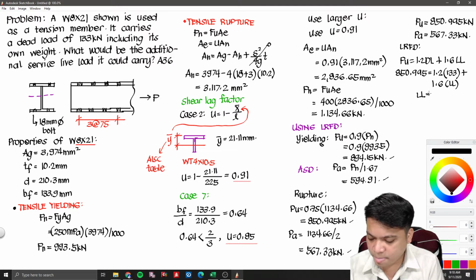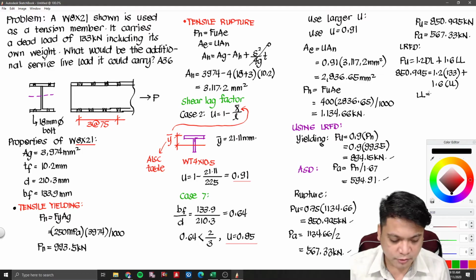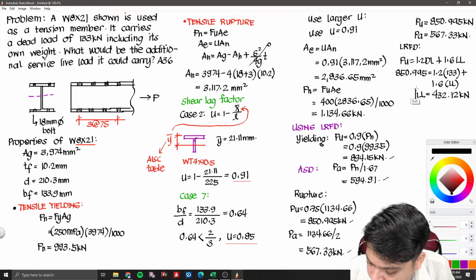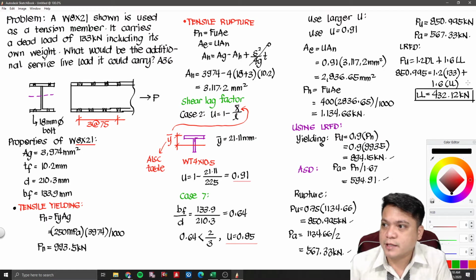0.995 is equal to 1.2 times 133 plus 1.6 of X. So, you will be having here 432.12 kilonewton using the method of the LRFD. This is now the service live load that we need.